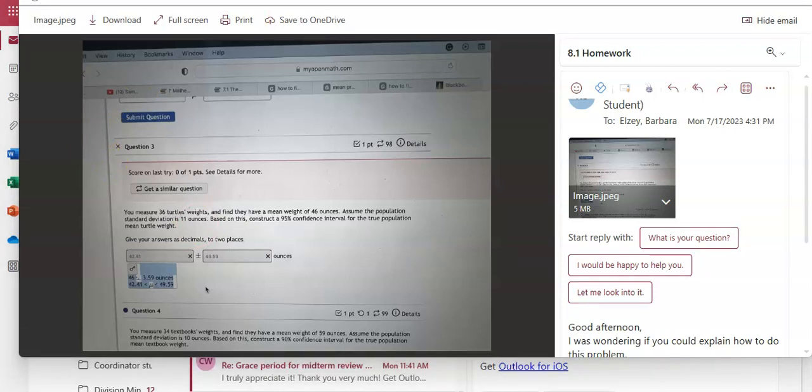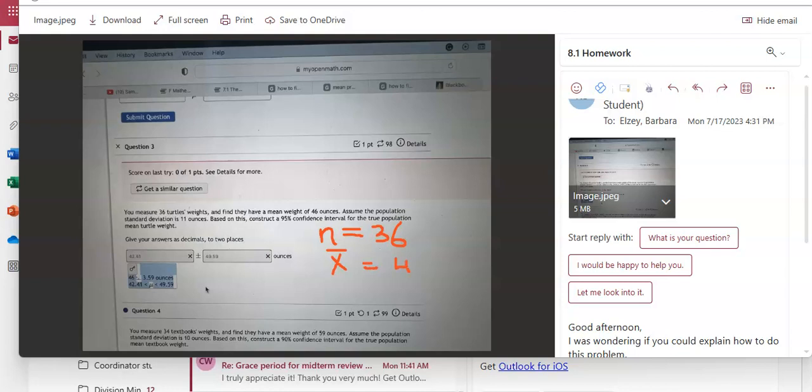Okay, so there are 36 turtle weights. That means it's a large sample, but go ahead and put that n is 36. And I apologize, I write really slow with my mouse. And the mean is 46. So x bar is 46. Oh yes, I see already that that is what you have done.